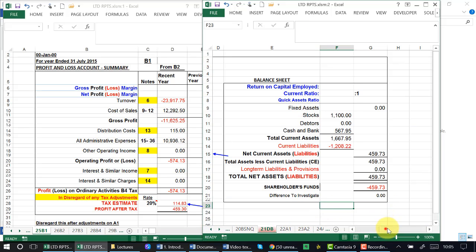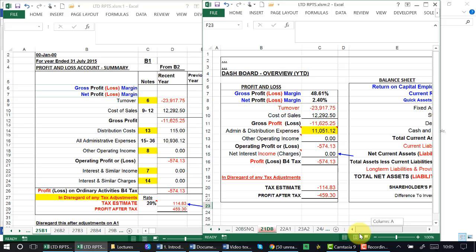Now, this is our dashboard. We get to the PL side. You can ignore the balance sheet in the meantime. All right, now, let's ignore the upper section. The turnover is basically note 6. Now, cost of sales is 9 to 12. And then we get the gross profit.